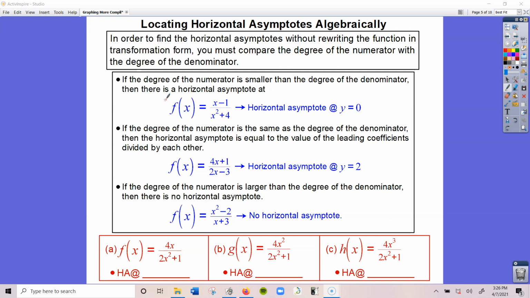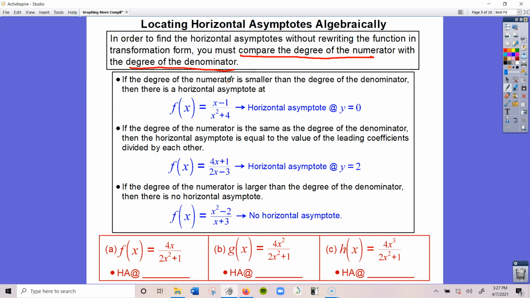horizontal asymptote. Now, if your functions are written in this format, what you have to do is compare the degree of the numerator with the degree of the denominator. And there are 3 scenarios for that. As a reminder, the degree of anything is the highest exponent. So what we're comparing here is the highest exponent of the numerator with the highest exponent of the denominator.